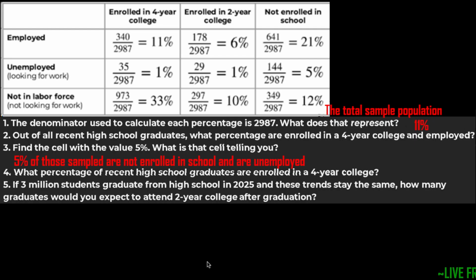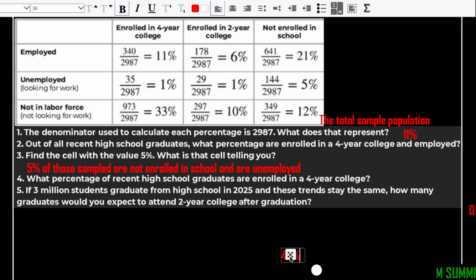Then for number 4, it says what percentage of recent high school graduates are enrolled in a 4-year college. So that is just the total amount. And so actually, let me write, it is going to be 45%, but I want to kind of make sure we understand. We're going to say it's 11%. Add these values together here. Let's say 11% plus 1% plus 33% is equal to 45%. So that's what I would write right there.